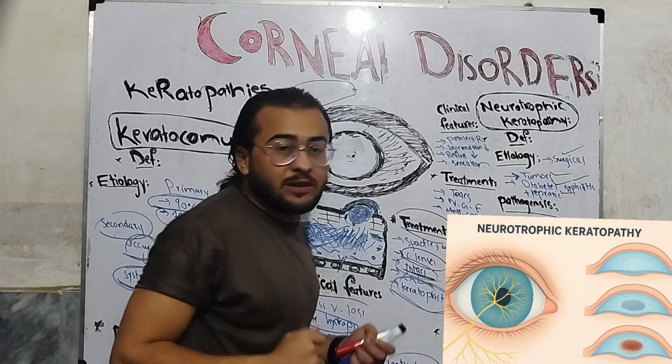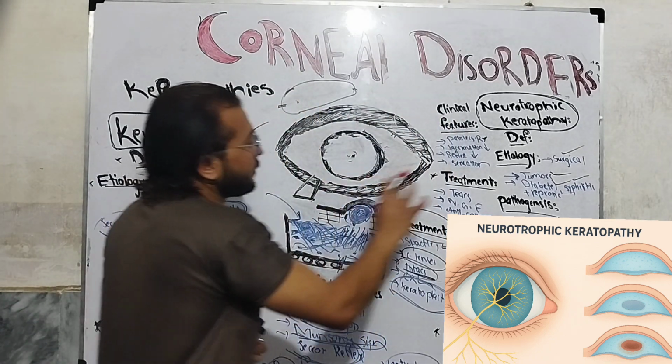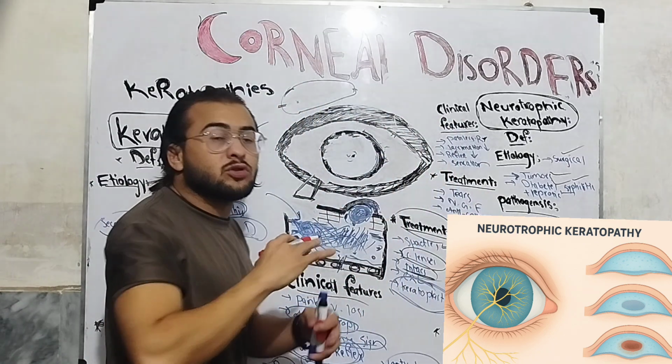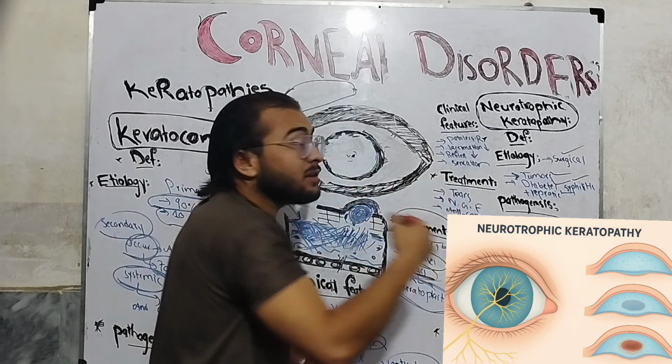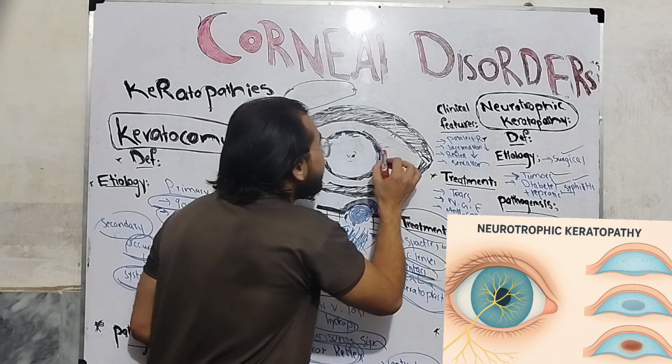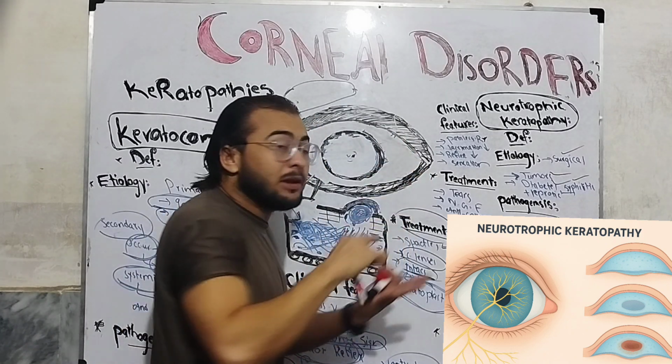How will the patient present to us? As we know, there is no trigeminal ganglion, so the sensation has gone. So the corneal sensitivity will be reduced.